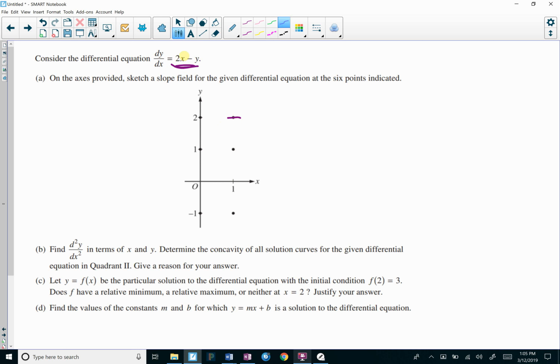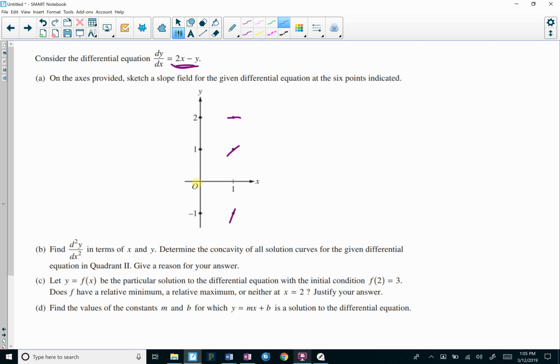Let's see, plug in 1, 1. I'll get a slope of 1. Plug in 1, 0. Oh, they didn't ask me to. Don't fill those in. Notice there's no point there. Okay, so at 1, negative 1, plug in, I get 3. So steeper.